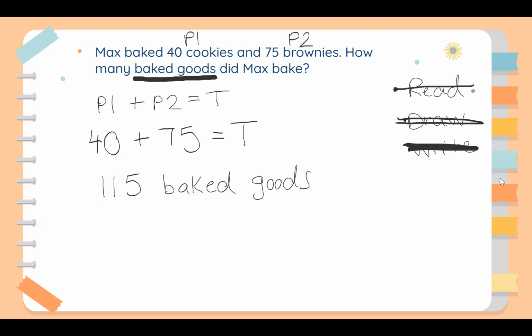So I finished my attack strategy for read, draw, write. You can also check your work by filling in your graphic organizer. We want to see if 115 would be the same as 40 plus 75. You could subtract 115 minus 40 or 115 minus 75 to check your work, and it works. So this is good.